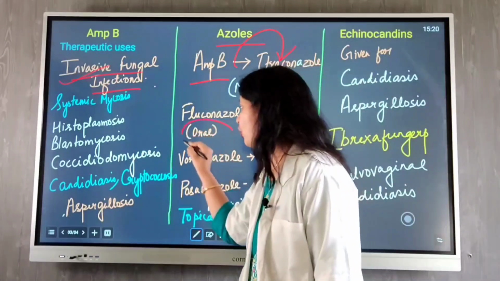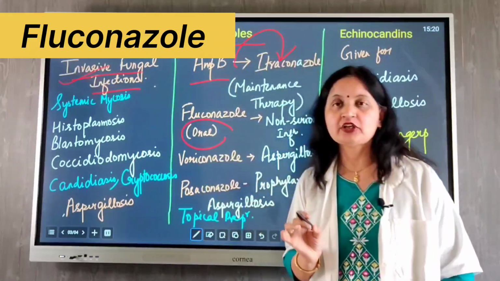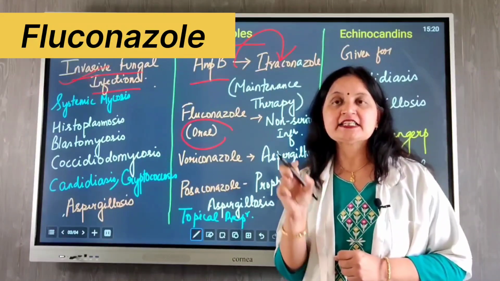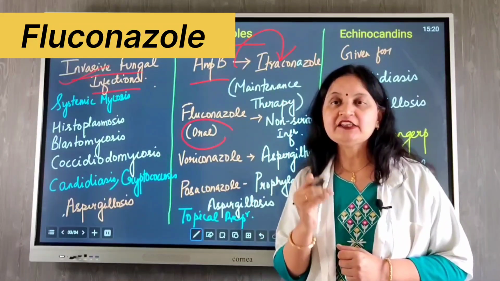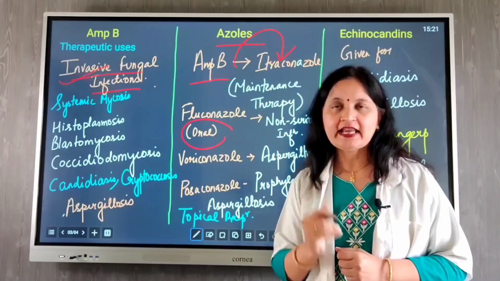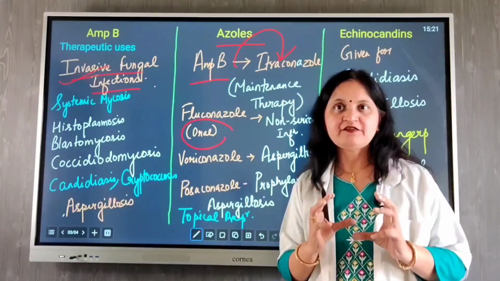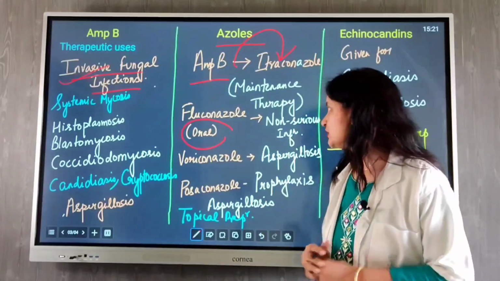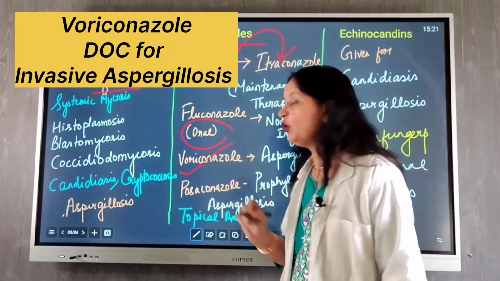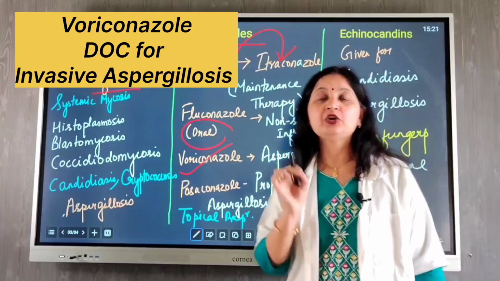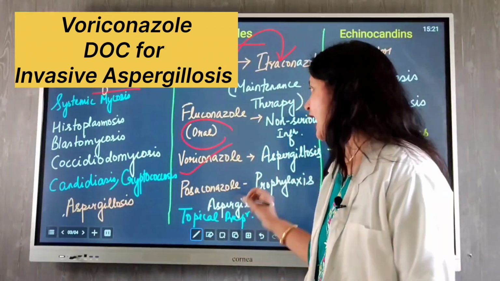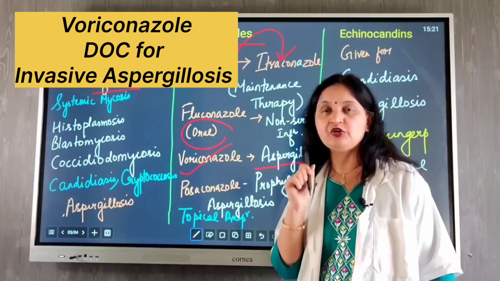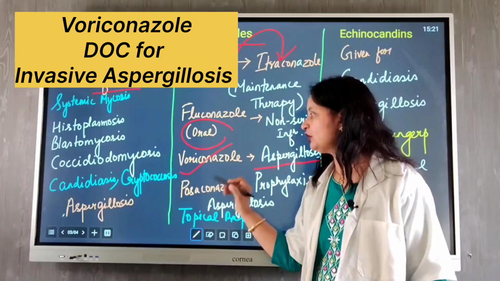Fluconazole is available as oral and intravenous formulation. Oral fluconazole can be used for treating non-serious fungal infection such as esophageal and pharyngeal candidiasis. So, non-serious fungal infection, oral fluconazole is commonly used. Now, what is the role of voriconazole? Voriconazole is the drug of choice for treating aspergillus infection. So, invasive aspergillosis, the drug of choice is voriconazole.